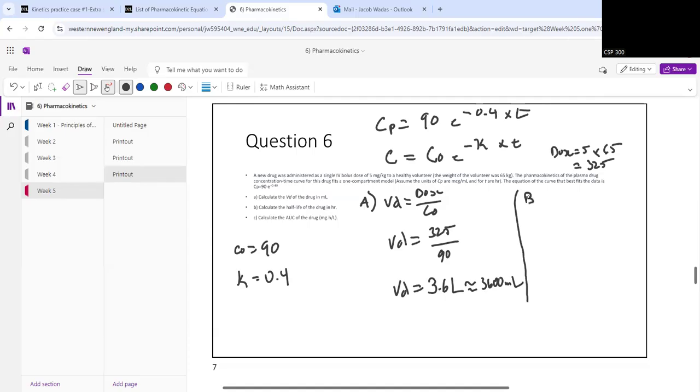Alright. Now it's asking us to find the half-life of the drug, so we have the K. All we gotta do is plug and chug into the formula. 0.693 over 0.4, t half-life equals... what do you guys get for half-life? Yes, that's good. It should be 1 decimal place. 1.7. Yep. Alright, and the last one is asking for the area under the curve.